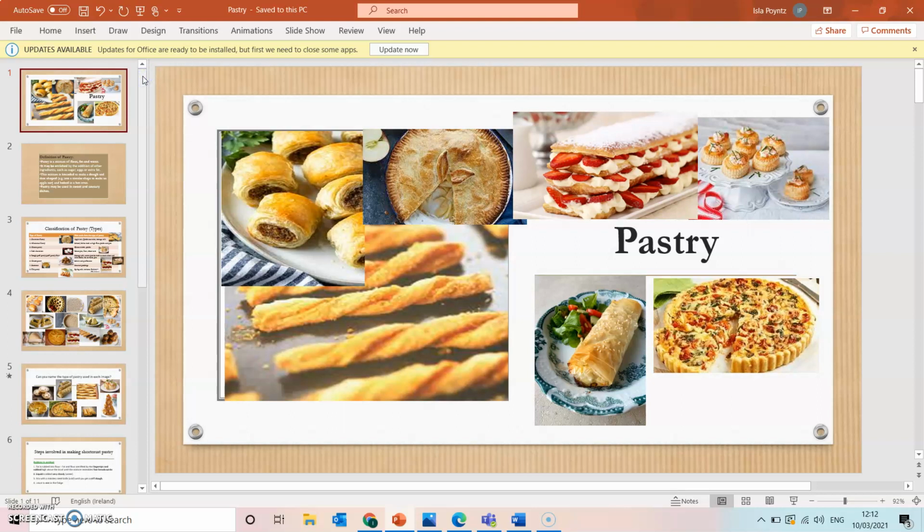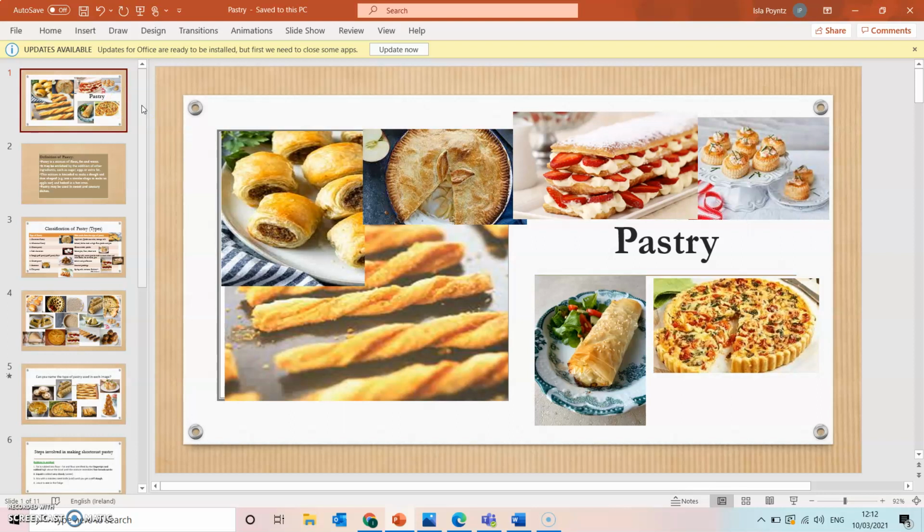So unfortunately, we're not going to be able to make pastry at the minute at school, but nonetheless, we're going to do the theory behind it, and please goodness we'll get back and we'll be able to make a few dishes in the not so near future. So we're going to have a little look at pastry.